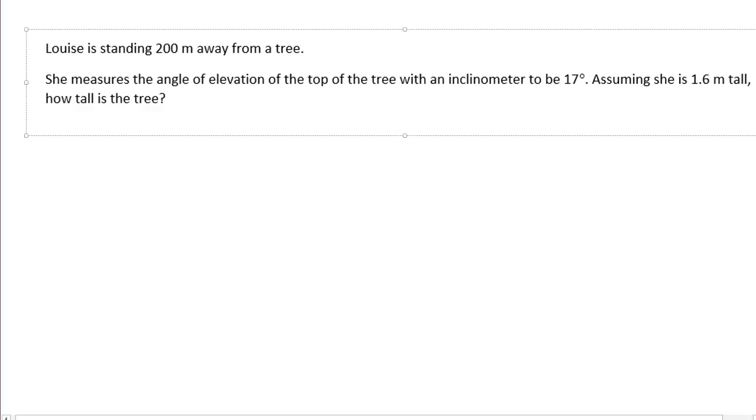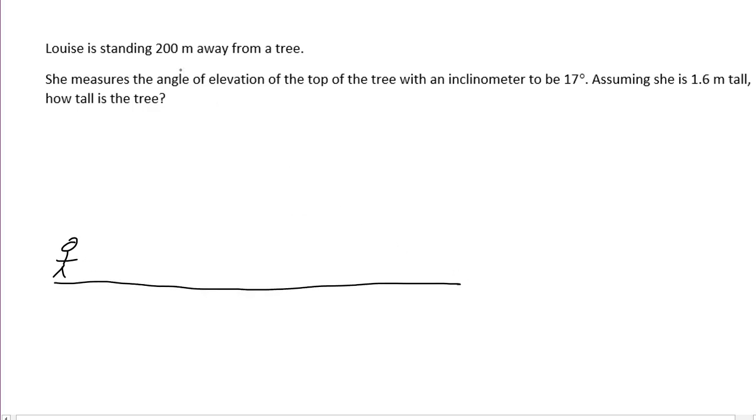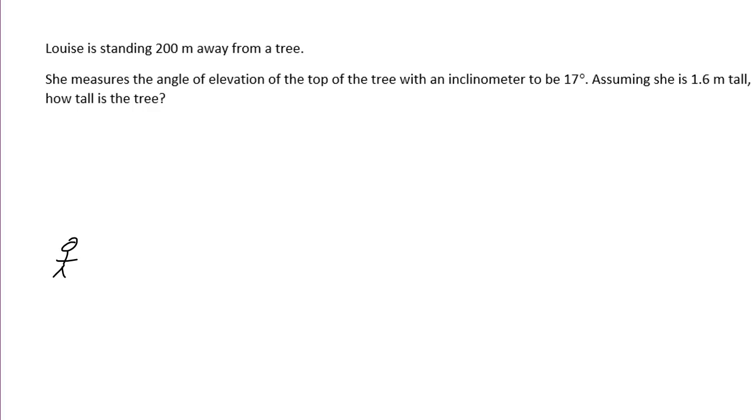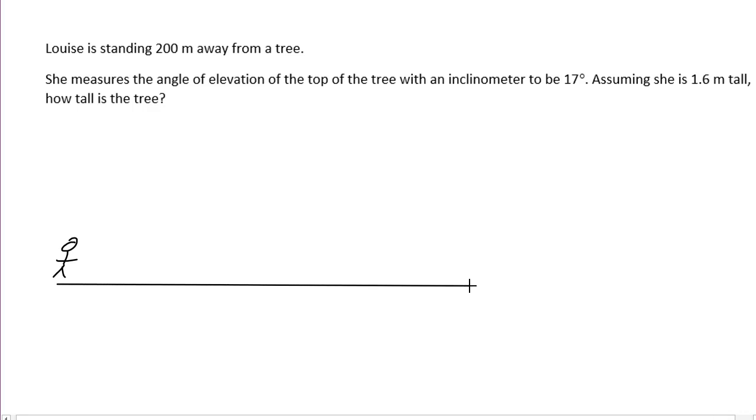Okay, here we go with example 2. Louise is standing 200 meters away from a tree. All right, so here's Louise. I'm going to do some pretty bad drawings. And I probably should use my line tool because that's not a great line. Let's see here. Well, I've lost it. There it is. Okay. There's the ground.